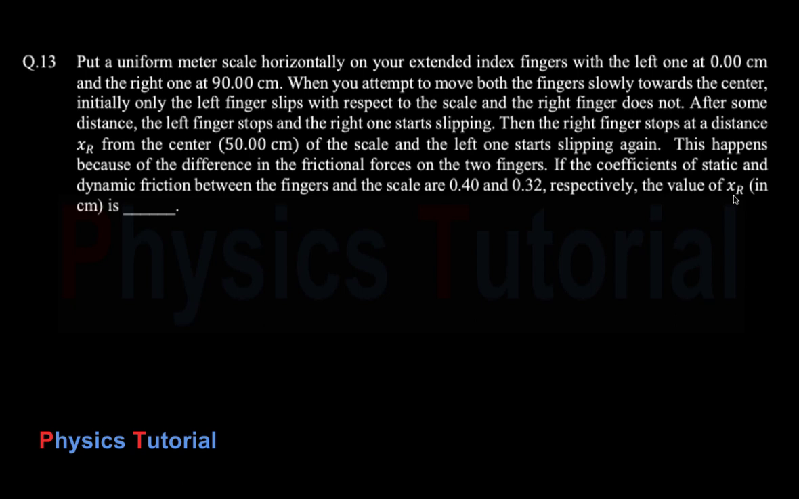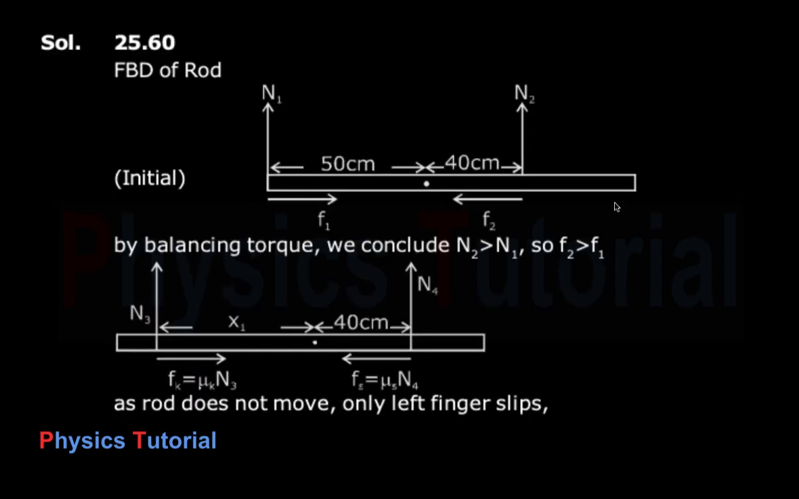So let's start. First of all, you have to make the FBD, the free body diagram of the rod. From one end, initially the left, there is N1 reaction force, and N2 reaction force from the right at 50 centimeter. This is the center, and this is 40 centimeter after shifting 10 centimeter from the right. So by balancing torque, we can conclude that N2 is greater than N1. So F2 is also greater than F1.